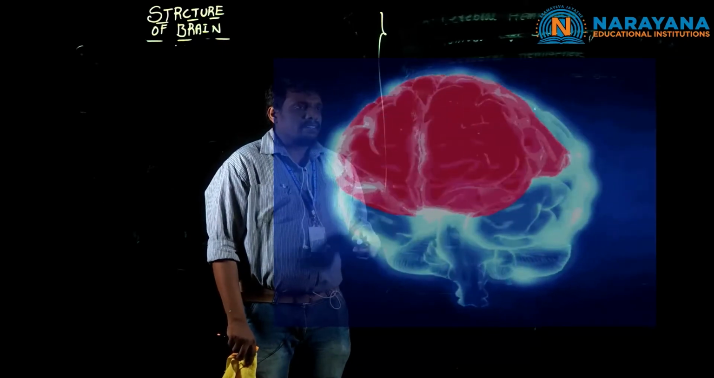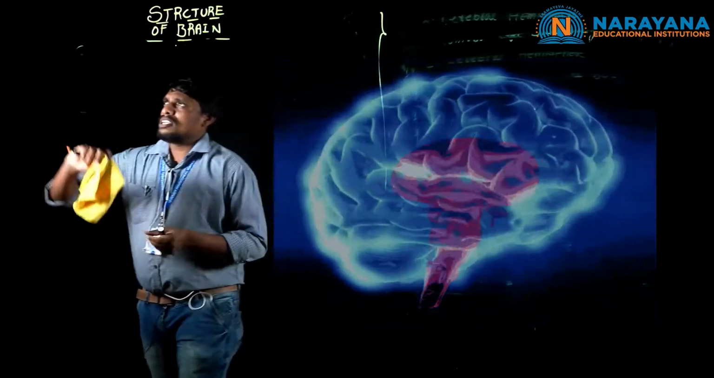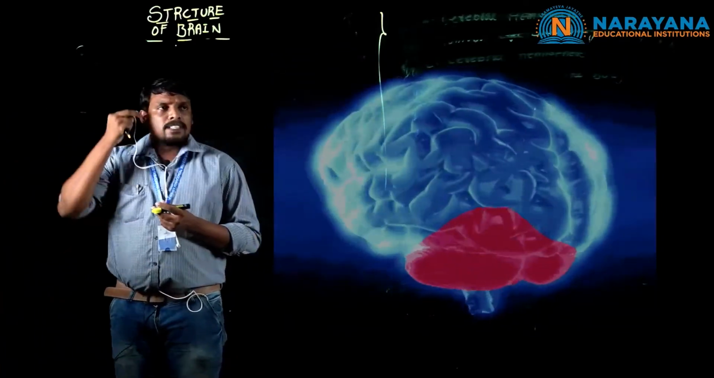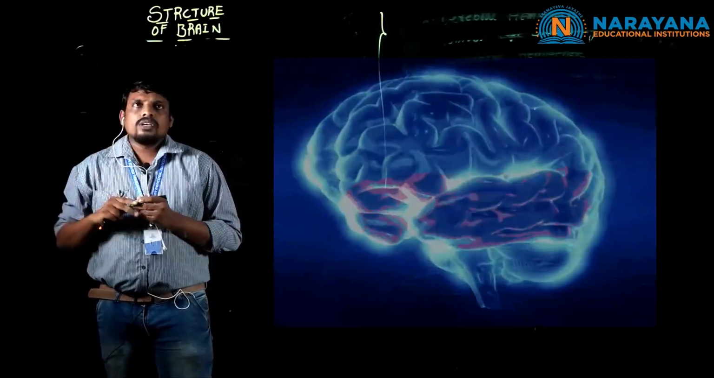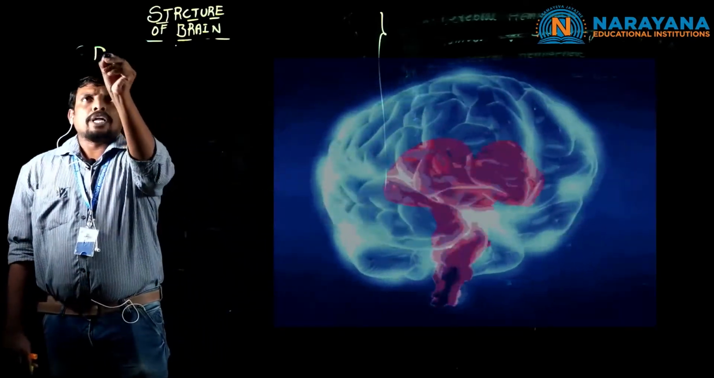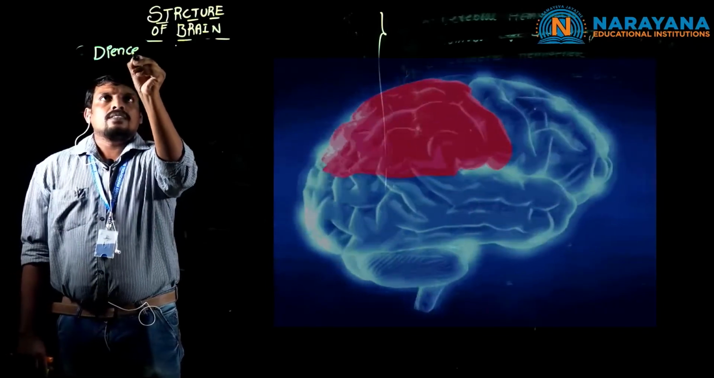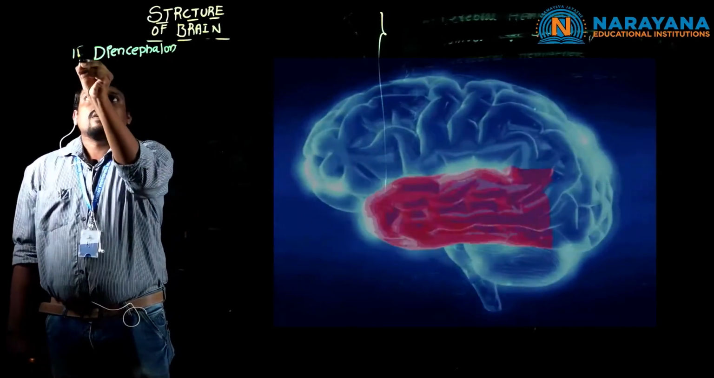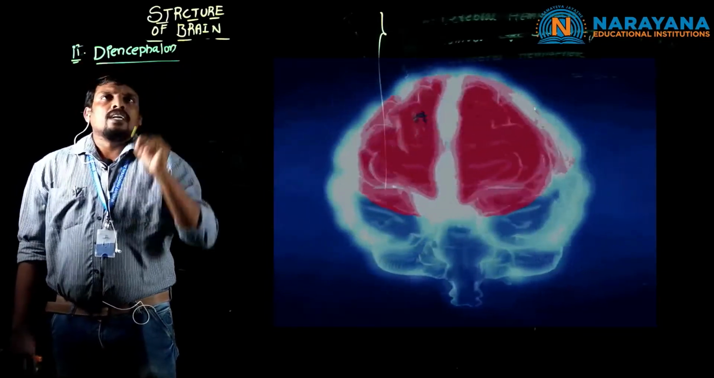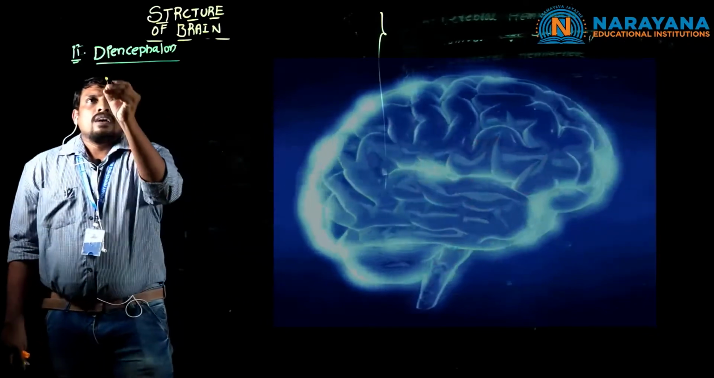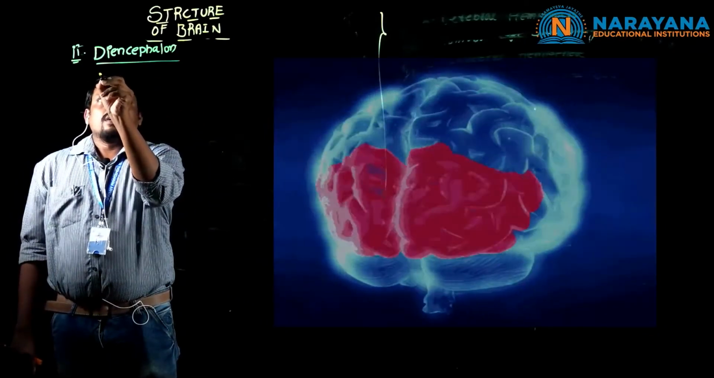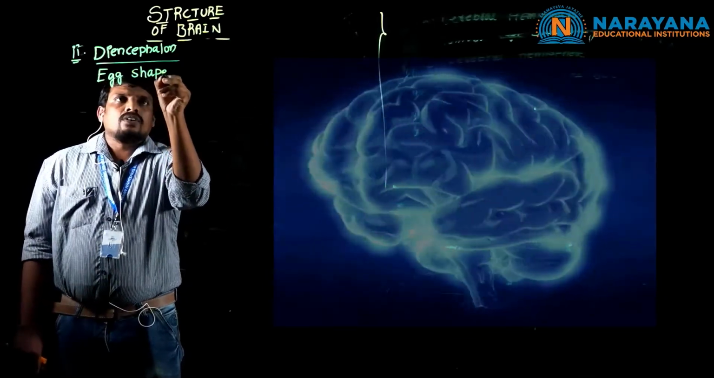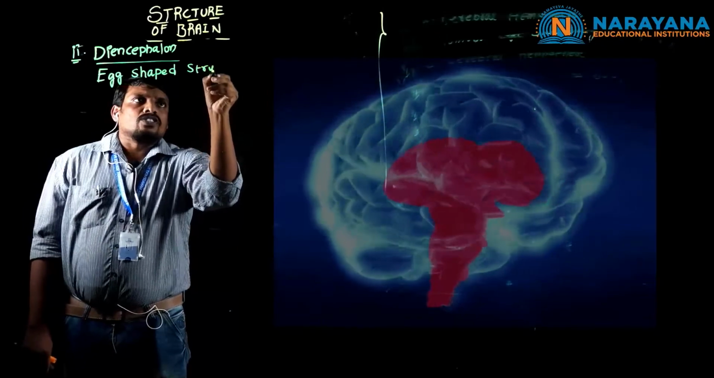So, what is the importance of diencephalon in our day-to-day life? Diencephalon has some specific functions. What are those? Let us see. Second important structure of the cerebrum or forebrain, diencephalon. Already we have learnt about cerebrum. Let us learn about diencephalon. Diencephalon is an egg-shaped structure.